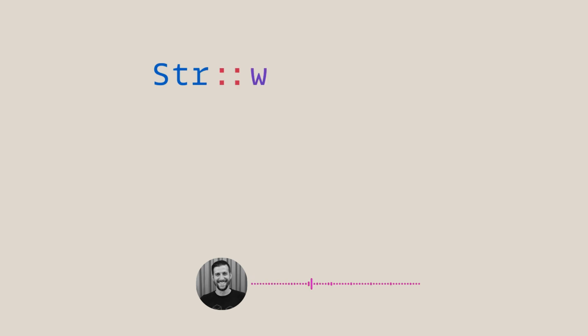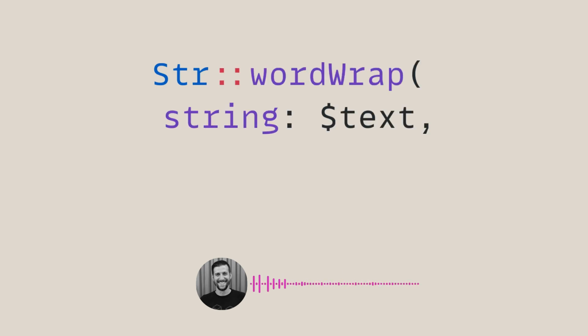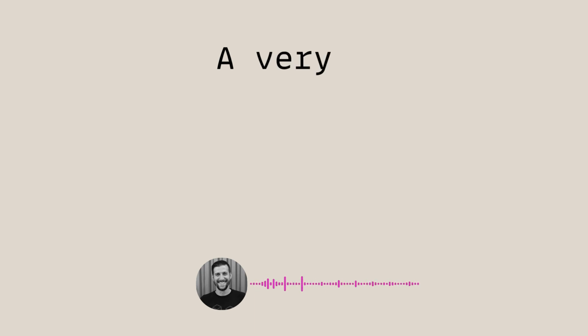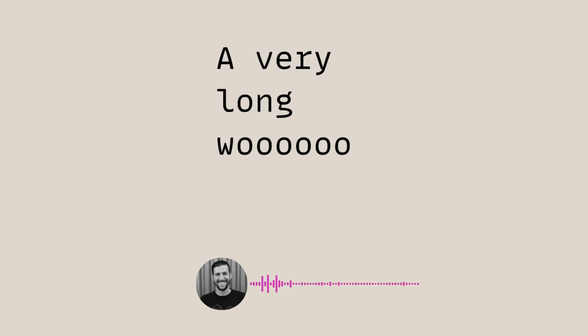What you can say is str word wrap, pass in that text, and then say characters 8, like every 8 characters. And then what it's going to do is it's just going to wrap that. It's going to put a new line between every 8 characters. So that's it. That's all it is. It's pretty simple. But thank you, Josh Bonnick, for contributing that.